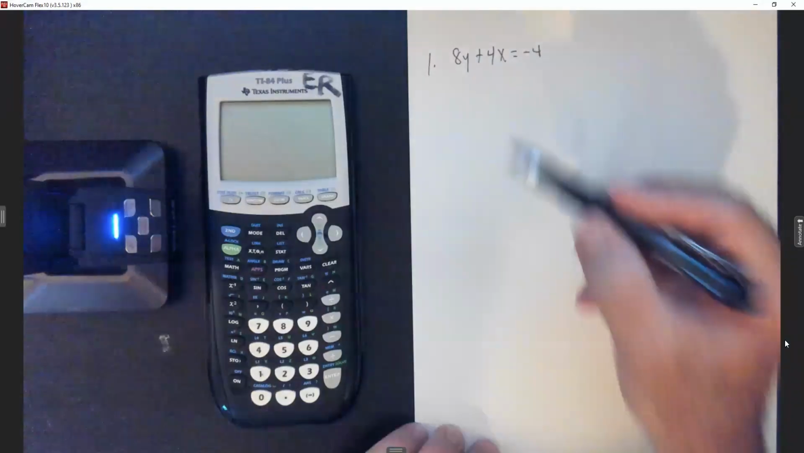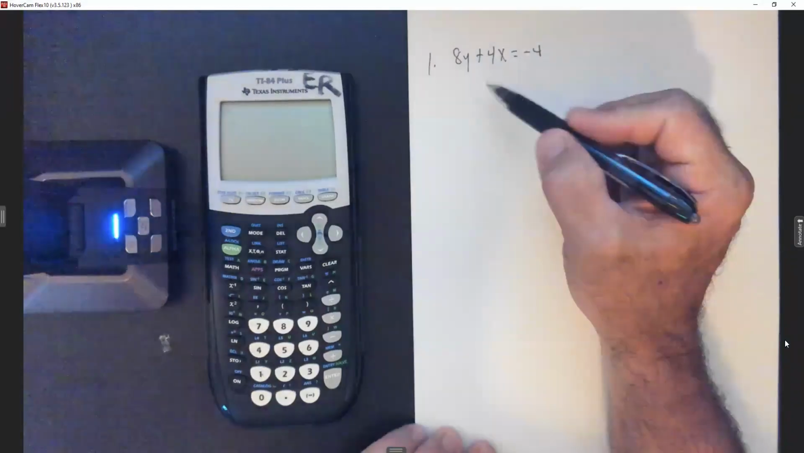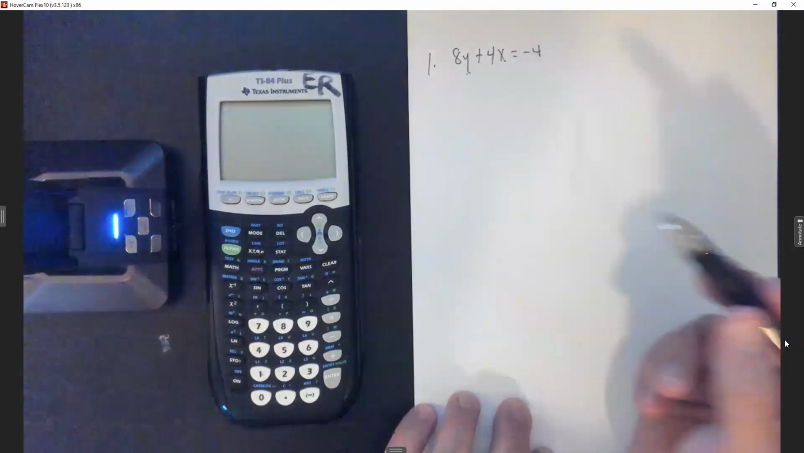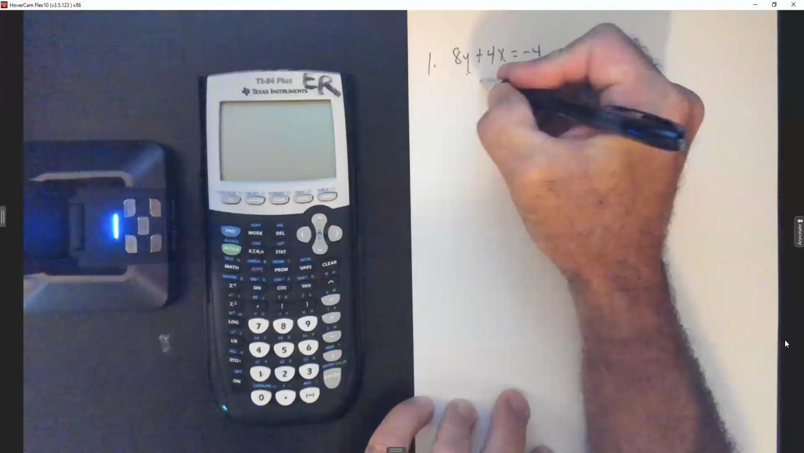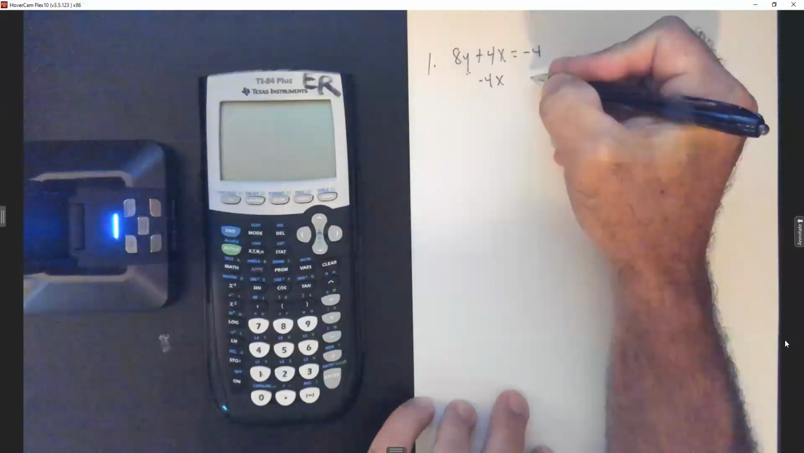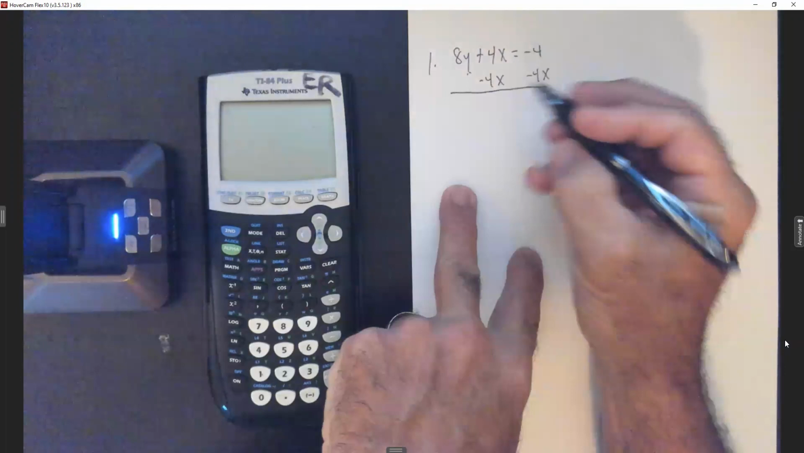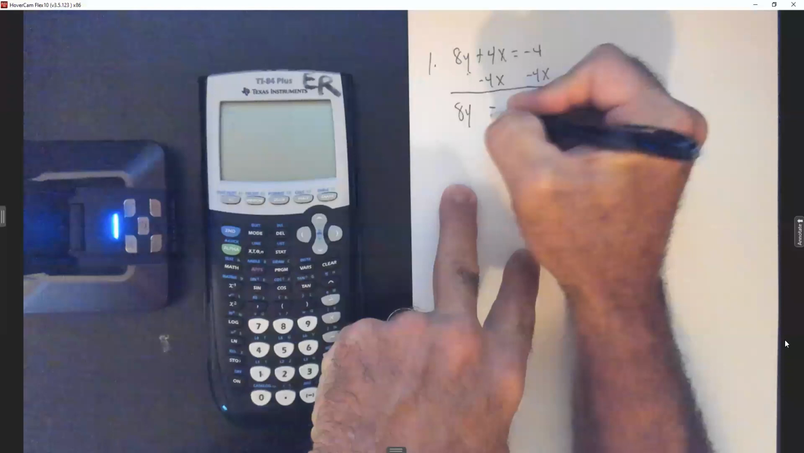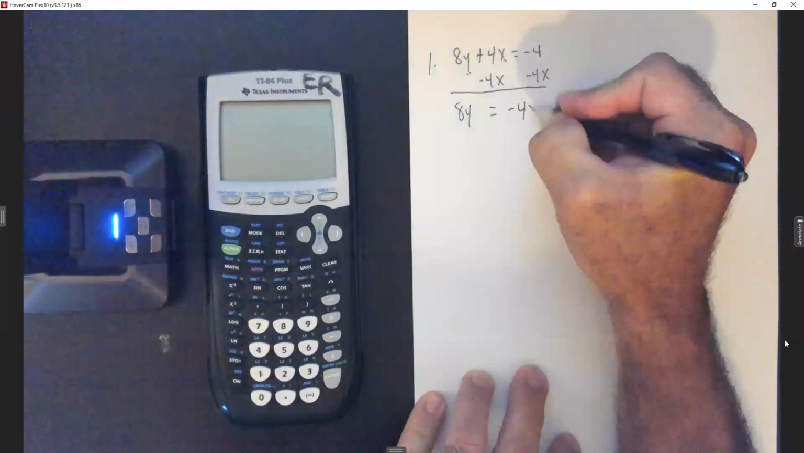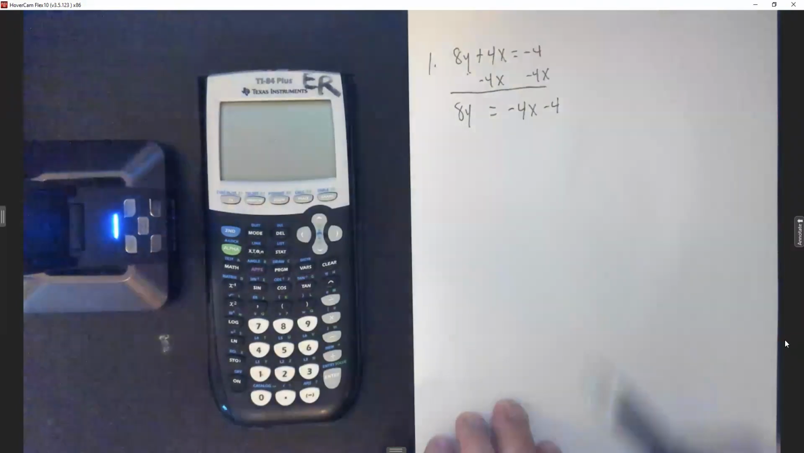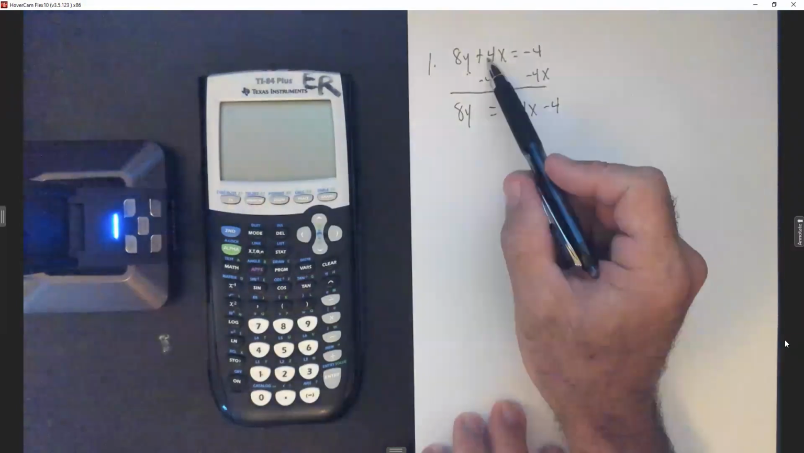So the thing I would do to this would be to solve it for the y. Once you solve it for the y, you can use the calculator to graph it or find you some points, okay? So to solve this for the y, I'm going to subtract 4x from both sides. So that'll bring down 8y. That's going to cancel. Now, these are not like terms, so I'm just going to do -4x minus my 4.